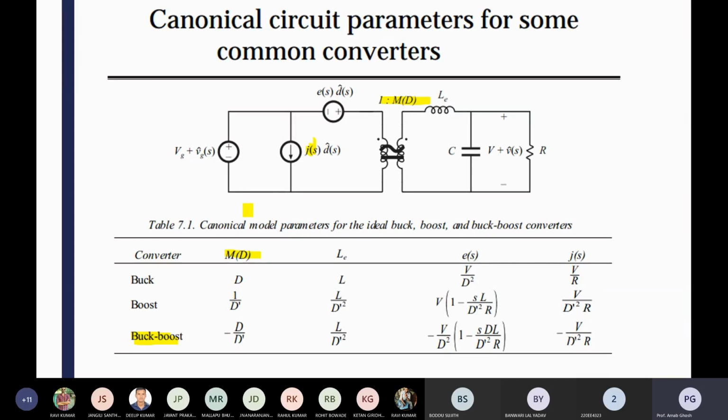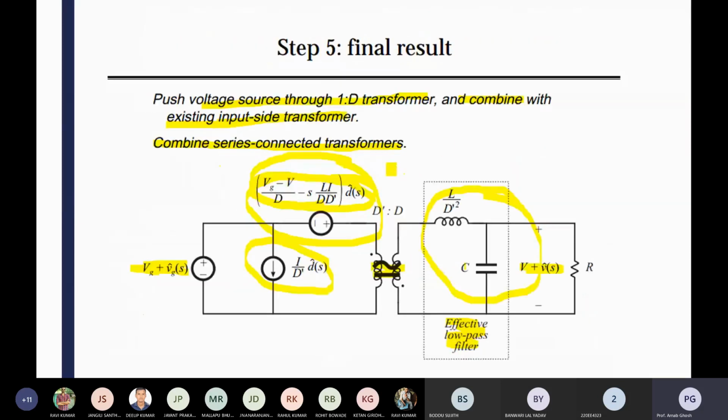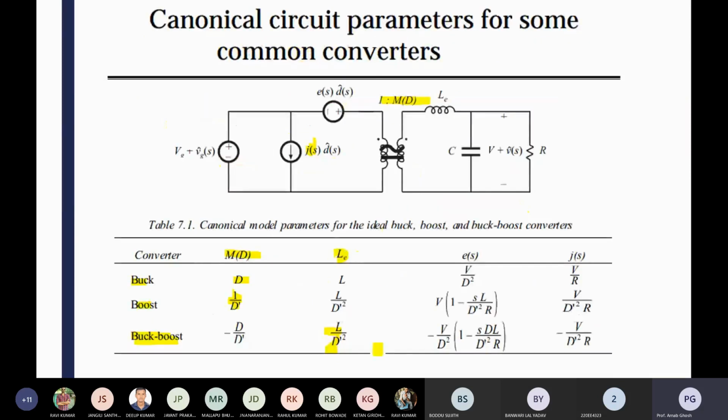I am telling you that MD value. For the buck converter, it is coming D, simple thing. For the boost converter, the value of MD is 1 by D dash, which means 1 by 1 minus D. Now LE: what are you going to calculate for the buck boost converter? L by D dash square from here. L by D dash square, and C is similar to the C.